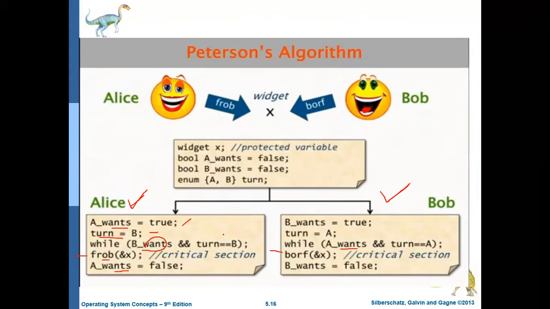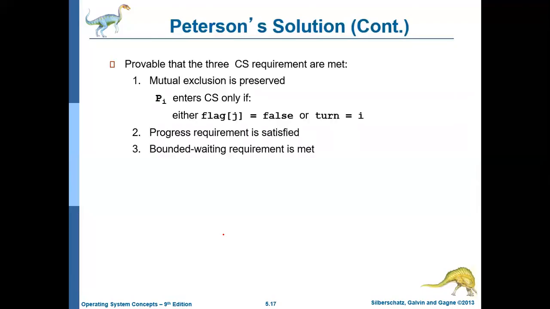But if only one of them wants to access, then that one can also access, and keep on accessing. So it satisfies progress. But if both of them want to access continuously, then if Alice accesses first, the next turn will be Bob's, and then Alice's. So by that it ensures bounded wait. So all three conditions are satisfied by Peterson's algorithm. It is one of the simple solutions for the critical section problem.